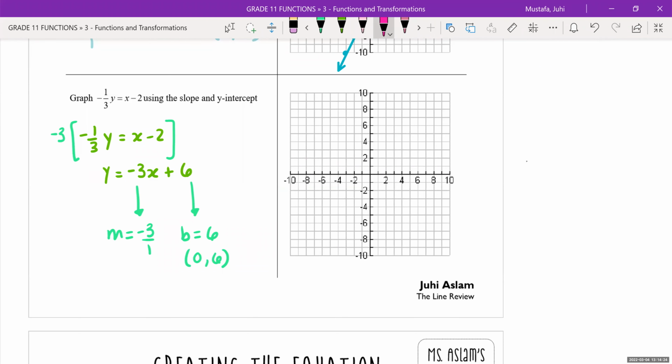Okay, so to graph this line, you're going to start at 0, 6. A slope of -3/1. So I'm just going to write this over here. -3/1 means you're going down 3, 1 to the right. And the other way to think about it is 3/-1, where you're going up 3, 1 to the left. So I'll start with the first one, down 3, 1 to the right, down 3, 1 to the right, and so on. And then up 3, 1 to the left.